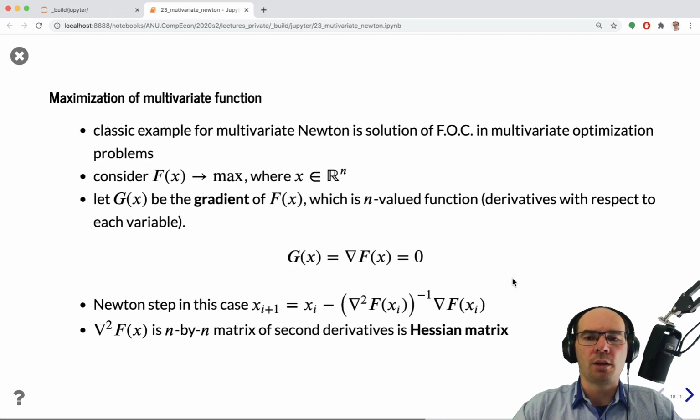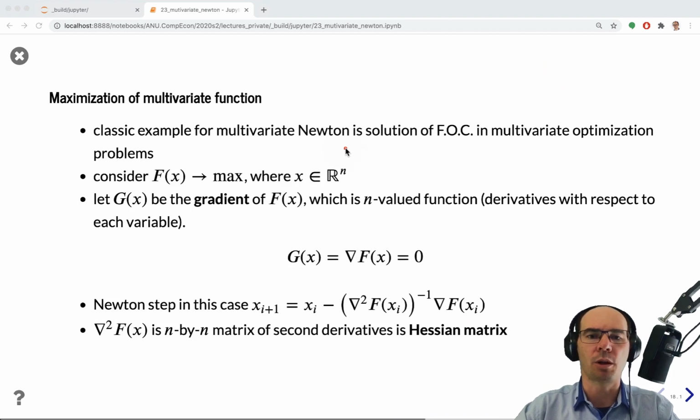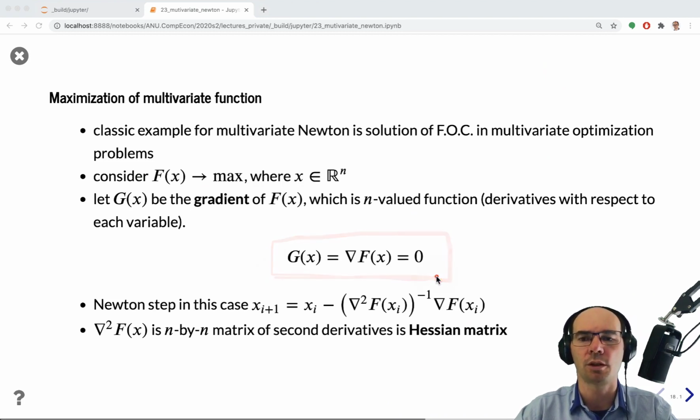All right. Now, where's this used? The classic application is optimization problems. So imagine that you have some f of x to be maximized, and f of x is a function of n variables. The first order conditions are then written as a system of nonlinear equations, where g of x can be thought of as the gradient of f. This is an n-valued function because we are calculating n derivatives with respect to each variable of f. And so we have n equations of n variables, each of which has to be equal to 0. So these are the first order conditions in multivariate optimization.